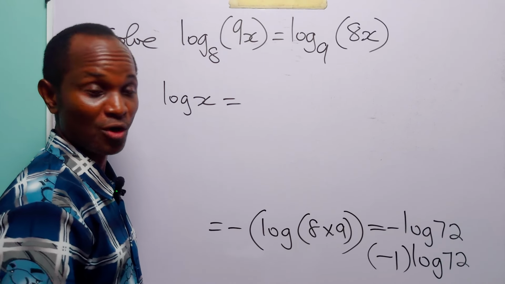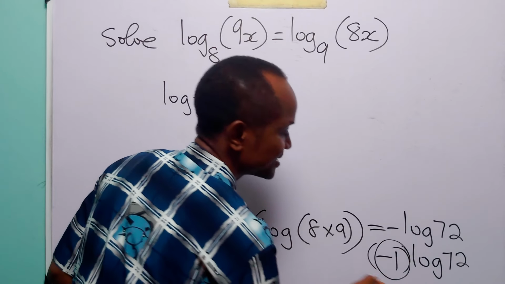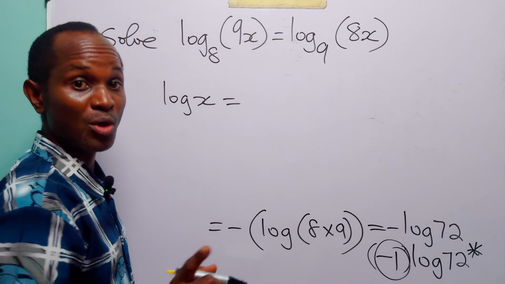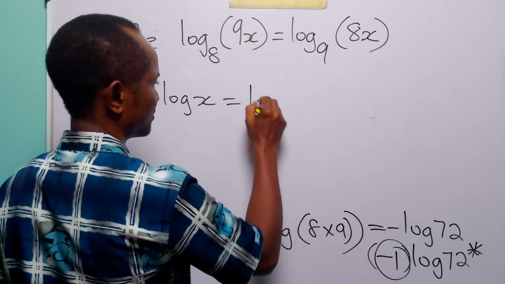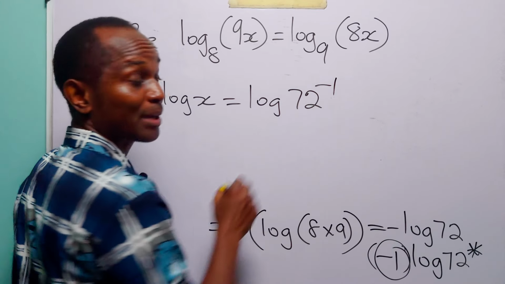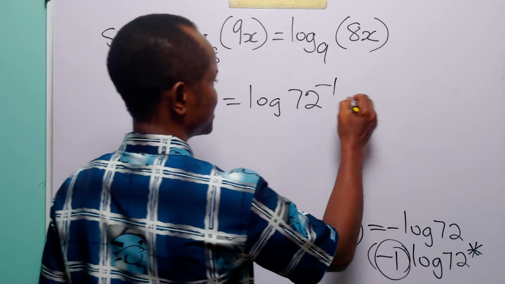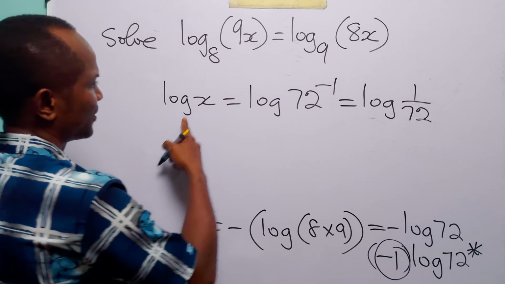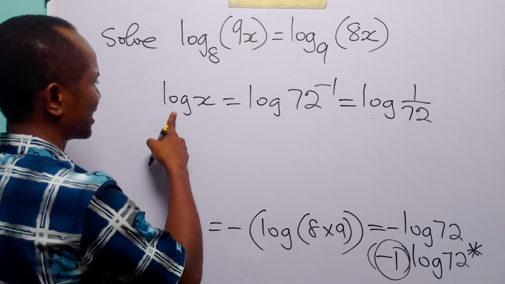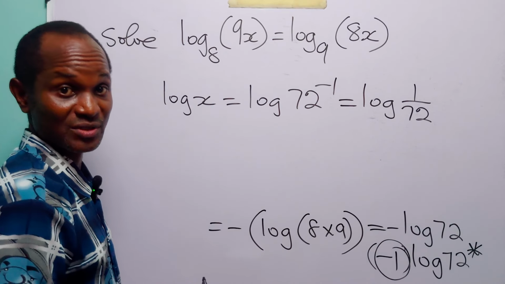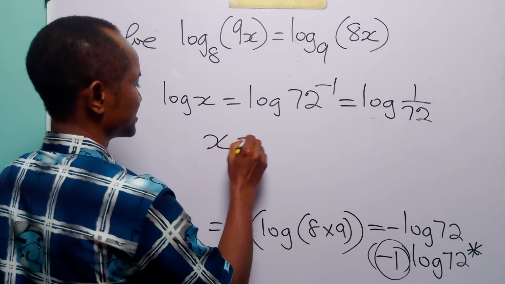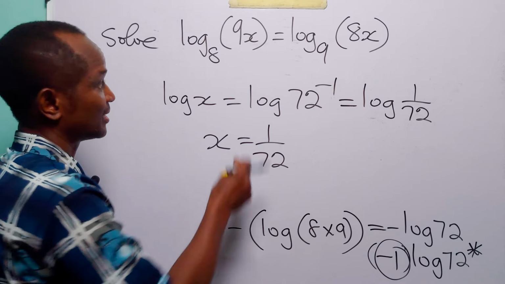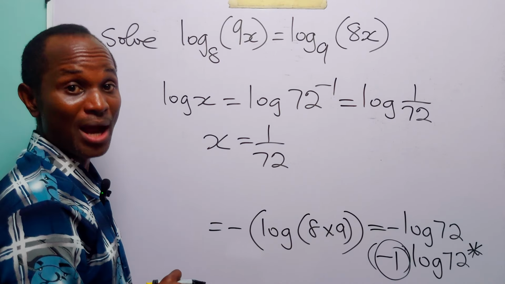We can apply the power rule of logarithms to this. We can take up this multiplier minus 1 to become an exponent of 72. When we do that, this becomes log 72 to power minus 1. And of course, you know that this is the same as log 1 over 72. Now let us compare the two sides of this equation. We have that log x is equal to log 1 over 72. So that simply means that x is equal to 1 over 72. So the value of x that satisfies this logarithmic equation is 1 over 72.